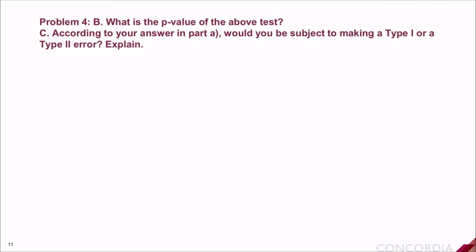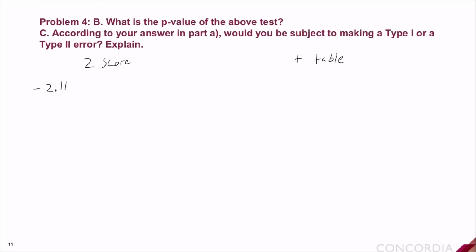Problem 4b. What is the p-value of the above test? Problem 4c. According to your answer in part A, would you be subject to making a type 1 or type 2 error? Explain. Let's begin with B. To find the p-value, you have to find it using one of two methods, either the z-score method or the t-table method. We'll start with the z-score, and then I will do the t-table method as well, just in case.